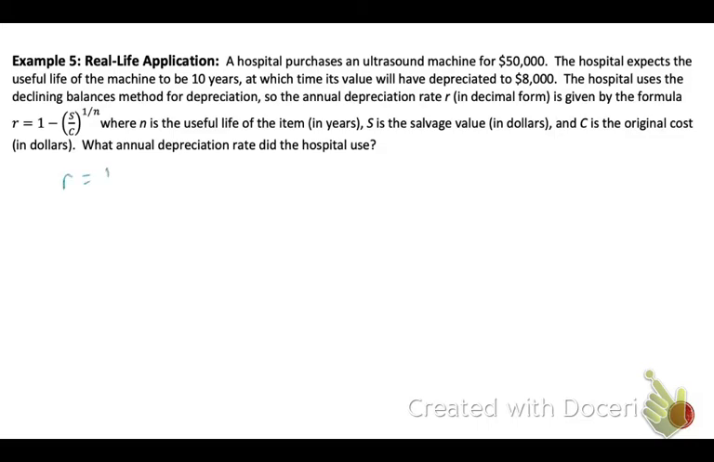So we're going to plug in our values for S, the salvage value, which is $8,000, over C, which is the original cost, $50,000 raised to the 1 over 10, because it has a useful life of 10 years. Plug that into your calculator as you see it, and as a percent, it is 16.7% annually for its depreciation rate.